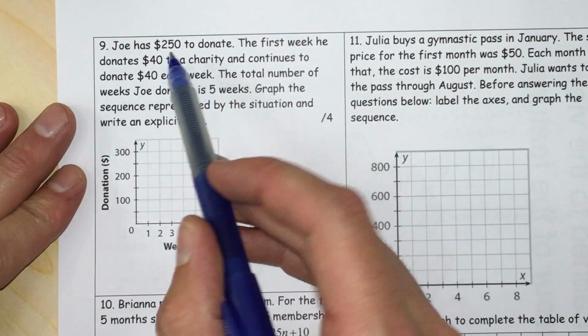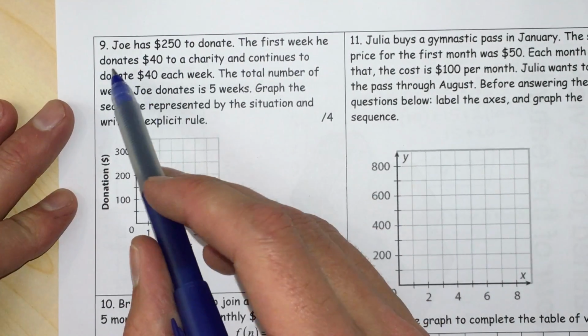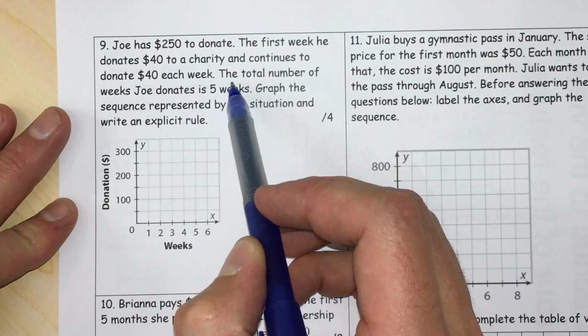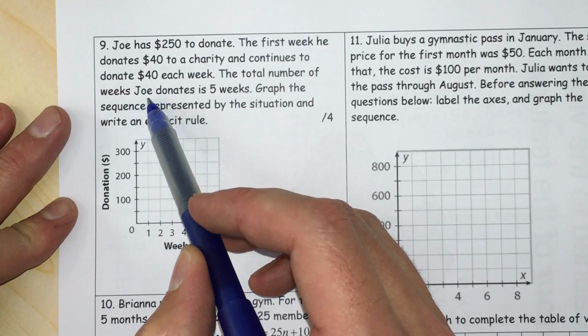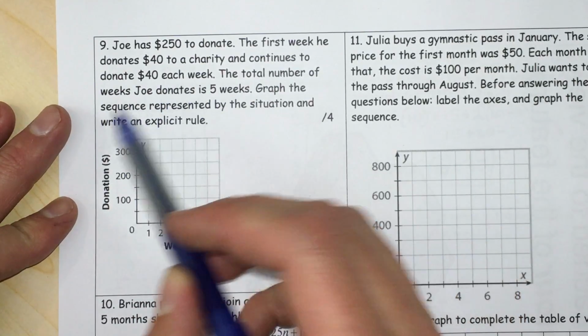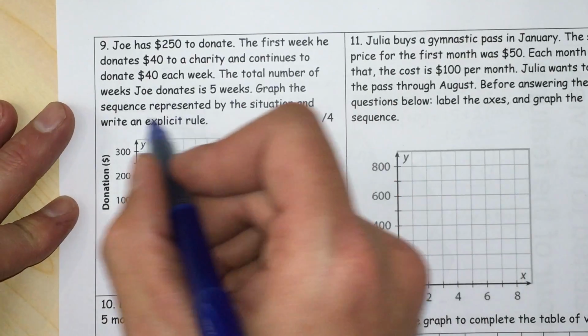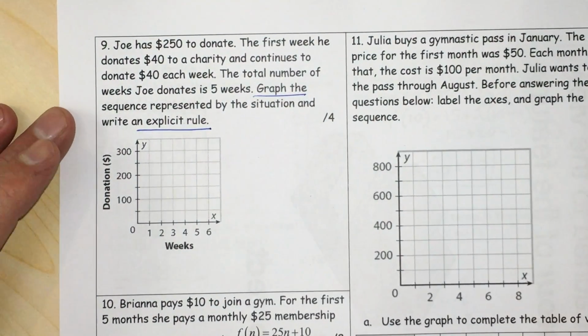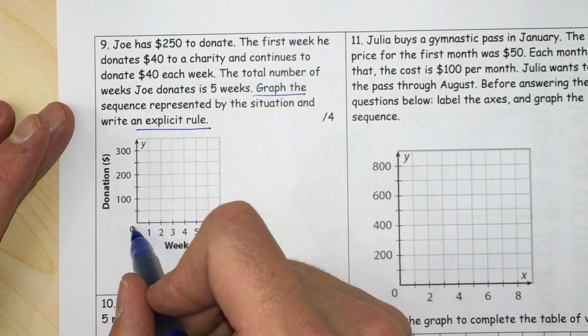All right, so Joe has $250 to donate. The first week he donates $40 to charity and continues to donate $40 each week. The total number of weeks Joe is going to donate is 5 weeks. Graph the sequence represented by the situation and write the explicit rule. So there's two things. I want a graph and I want a rule. Okay, so you've got to do both of those things to get this problem right.